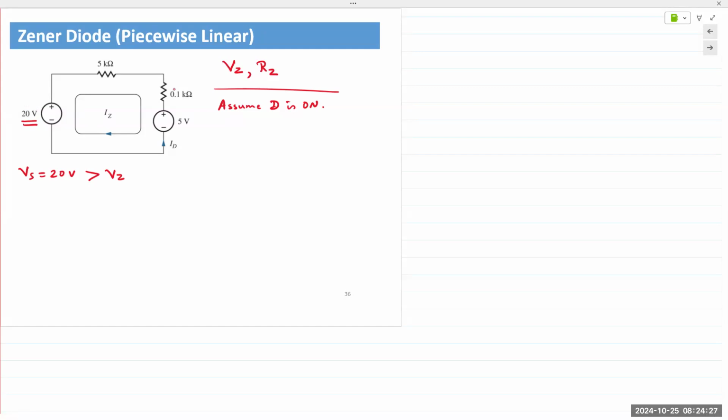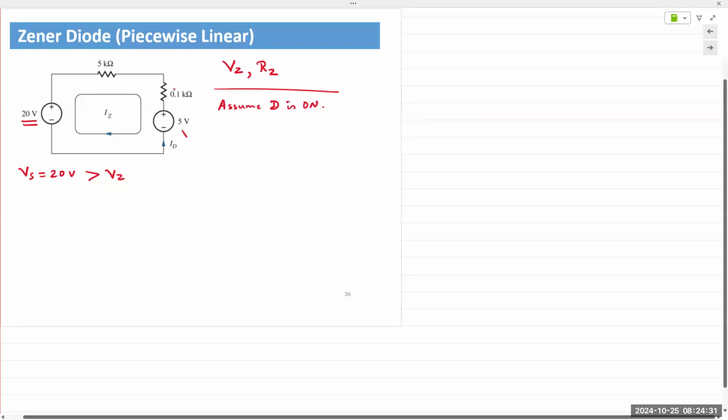So it's a safe bet to assume that the Zener is going to be on. So we assume that D is on, meaning it is going to supply 5 volts right here. VZ is 5 volts. And RZ is 100 ohms. Okay, 100 ohms.